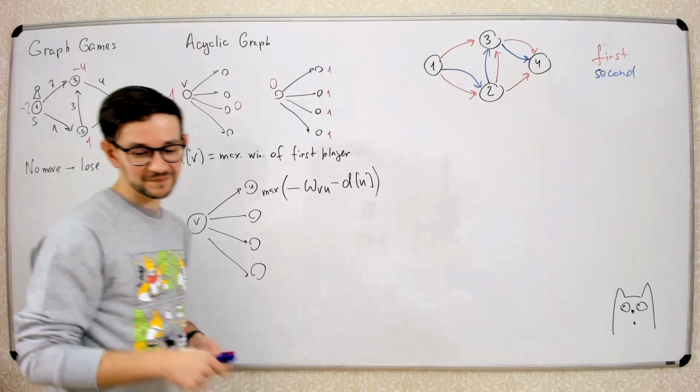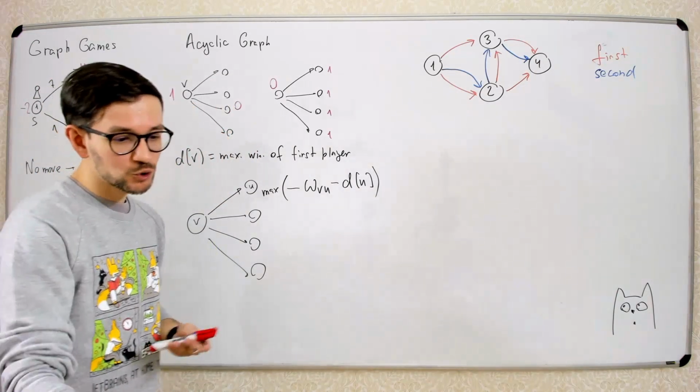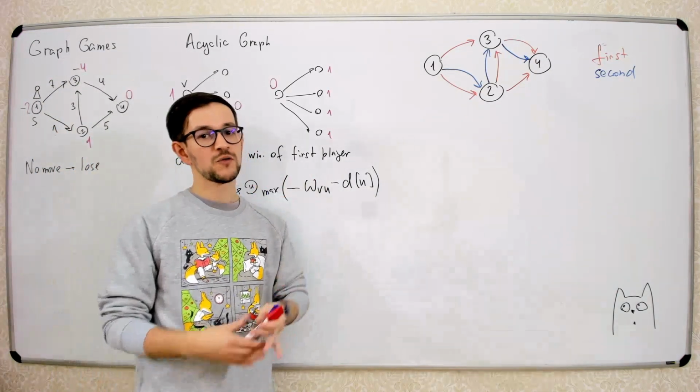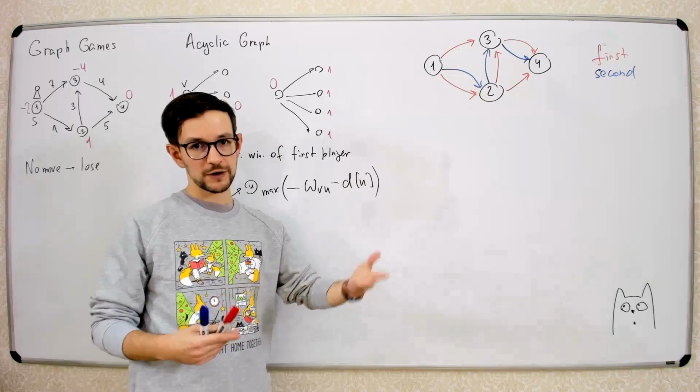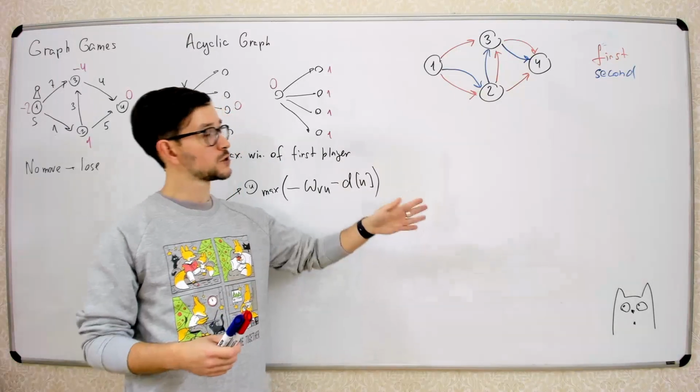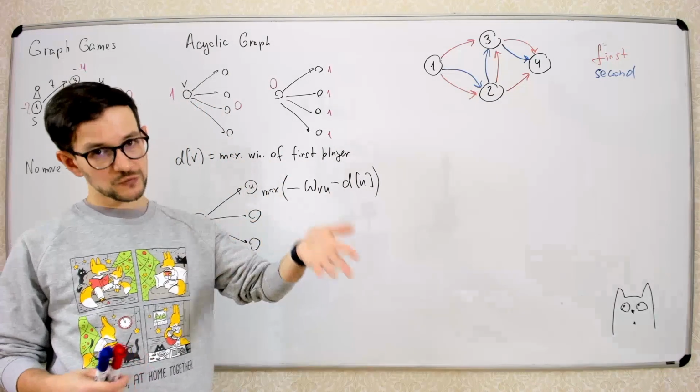Okay. Now, I will put two values for each node. If it is winning or losing for the first player, and if it is winning or losing for the second player. So again, I just move from right to left and find these values.